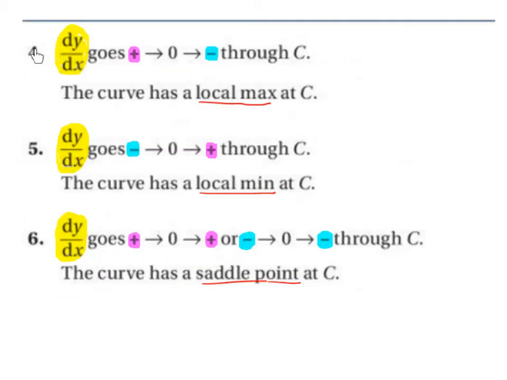Point 4. If dy/dx, the first derivative, goes from positive to 0 to negative through c, the curve has a local max at c, a local maximum. Point 5. If dy/dx goes from negative to 0 to positive through c, the curve has a local minimum at c. Point 6. If dy/dx goes from positive to 0 to positive, or from negative to 0 to negative through c, the curve has a saddle point at c.